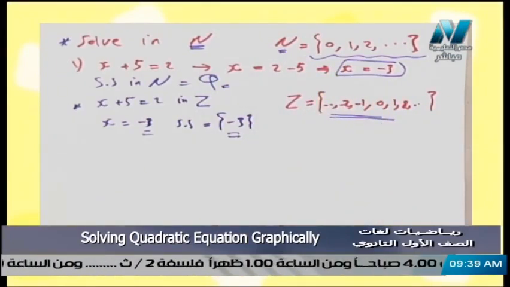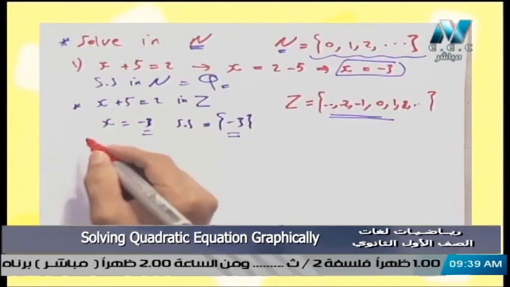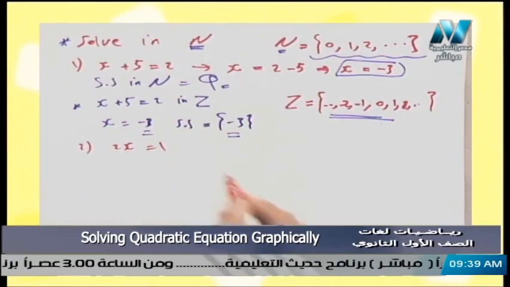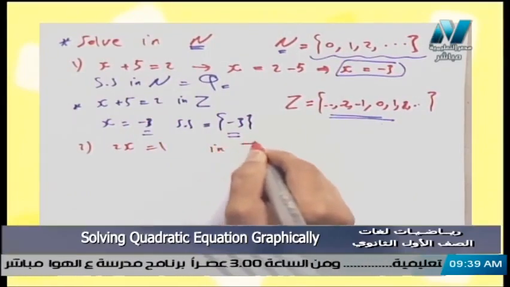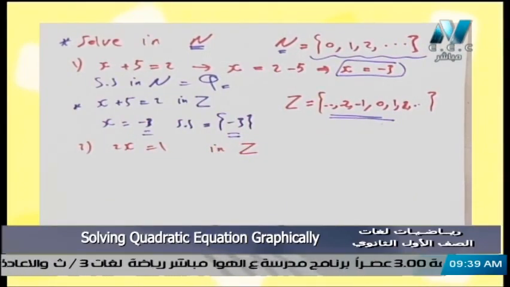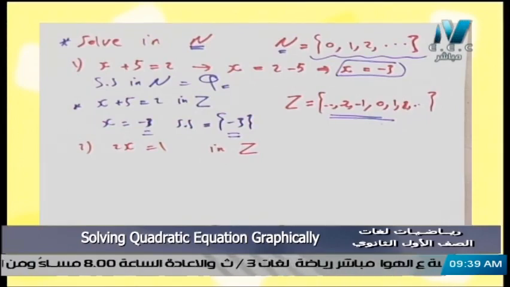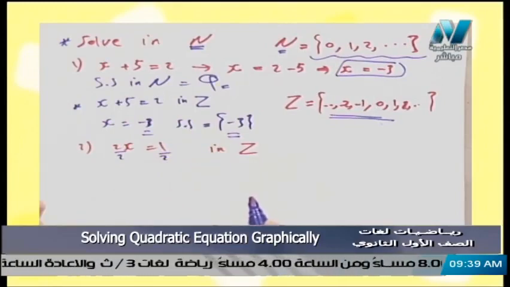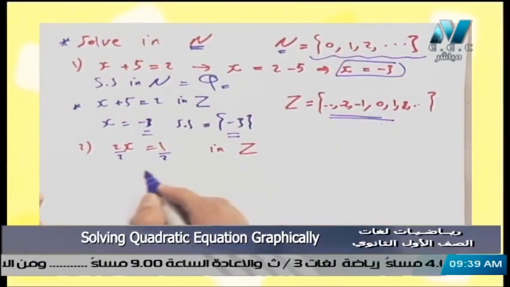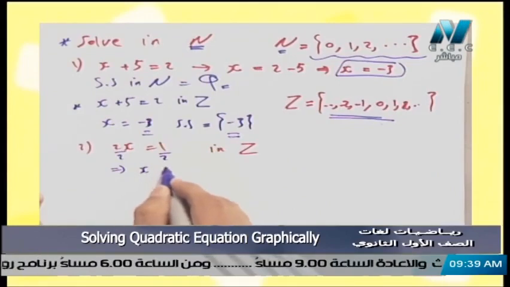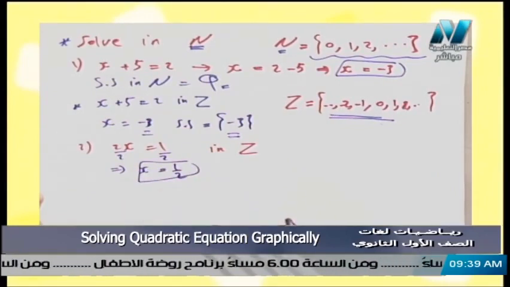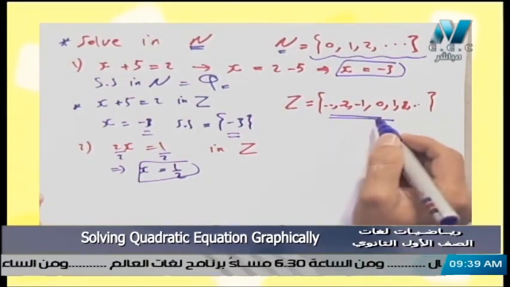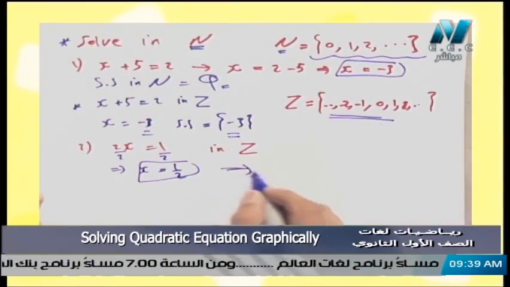And if he asked me to solve this equation, 2x equals 1 in Z, does it have a solution in Z? Let's move. We have to divide by 2 on the two sides to solve this equation. So x here will be half. And ask yourself, does half exist in Z? It's no. So we have to extend to Q.